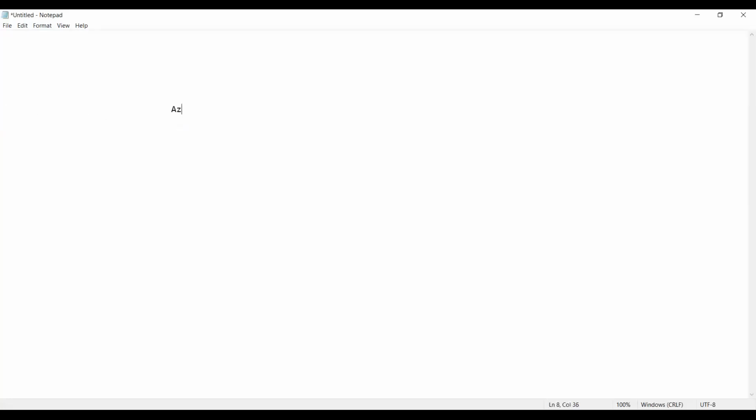Let's start with Azure Databricks. So what is Azure Databricks? Let's try to understand this first. Before this, let's even see what Azure data engineering is.